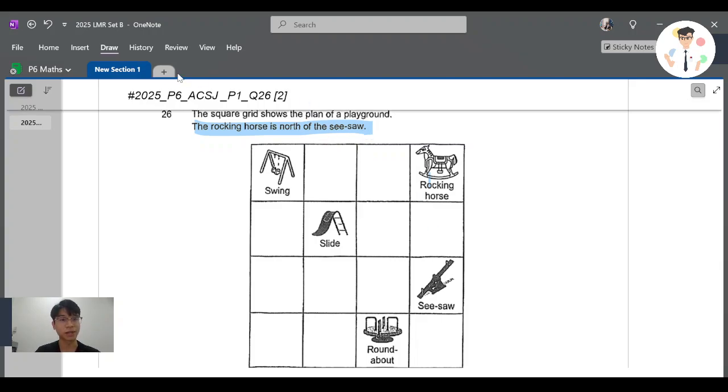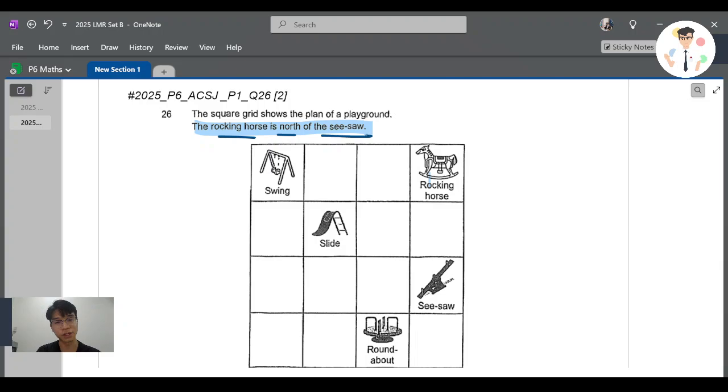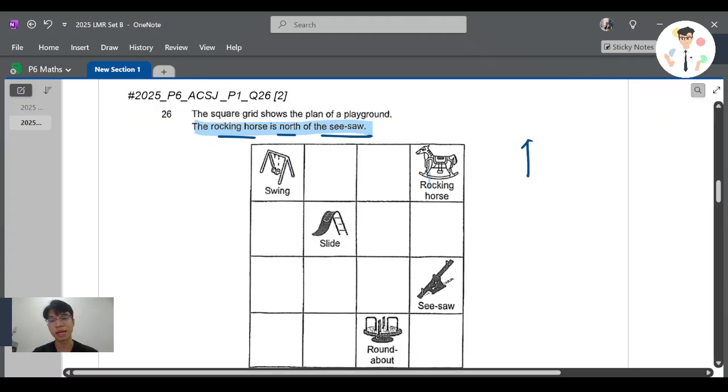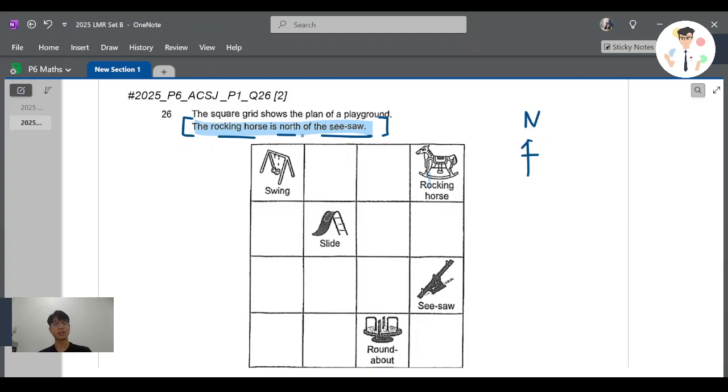If you see the words north of the seesaw, it means that going from the seesaw to the rocking horse is north. So going up is north. This statement can be very important because I can change it to the seesaw is north of the rocking horse. Then the direction will be like this, this is north already. Then where is east? East is supposed to be here, but in this case it will be here. So again, this statement can actually be very, very important.